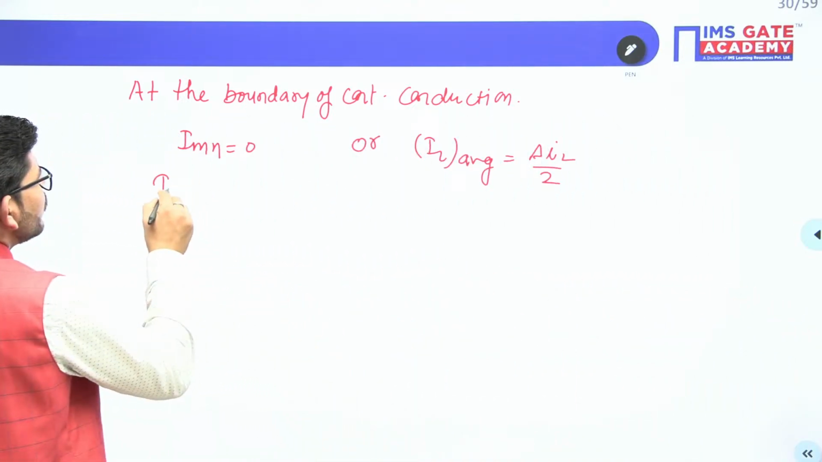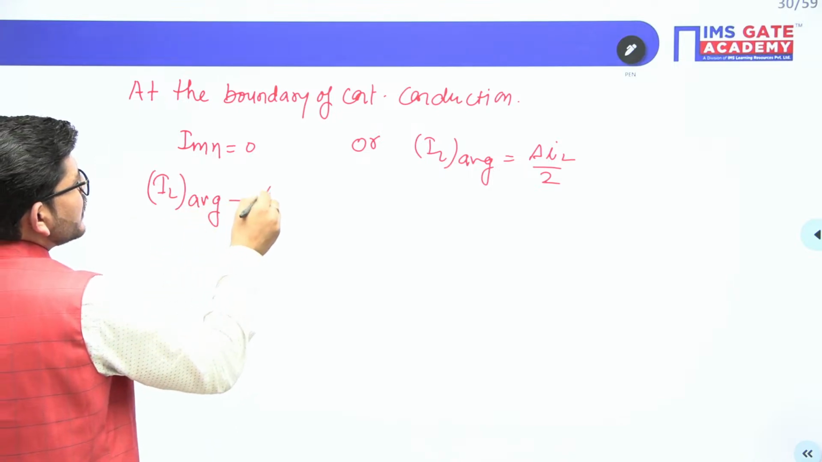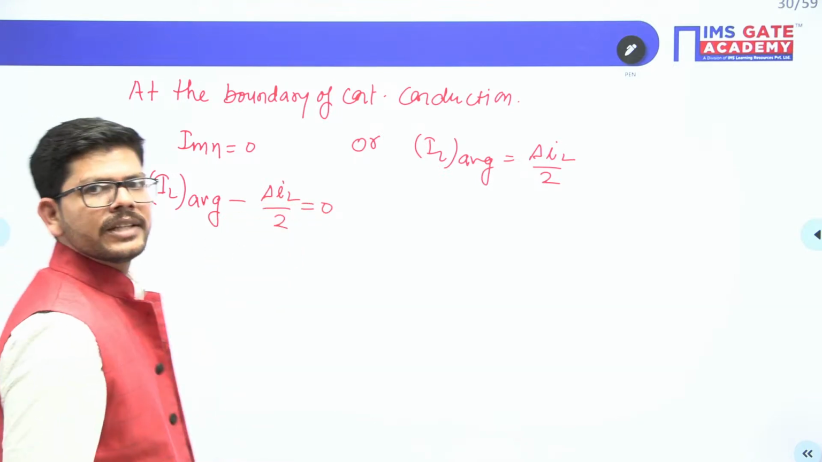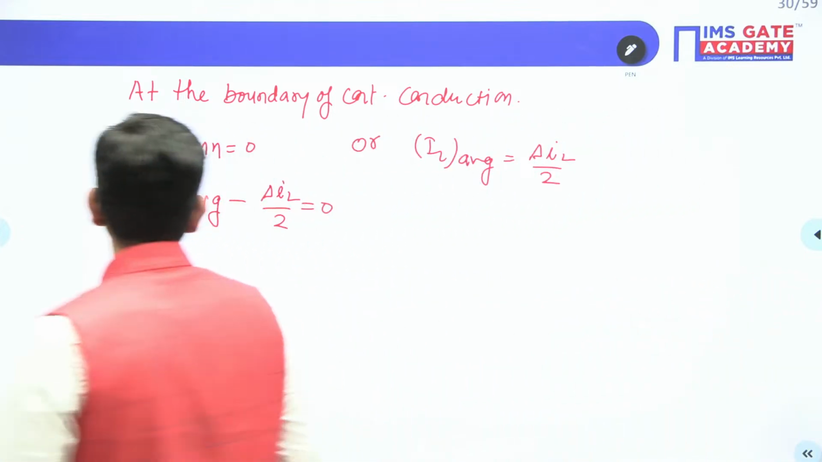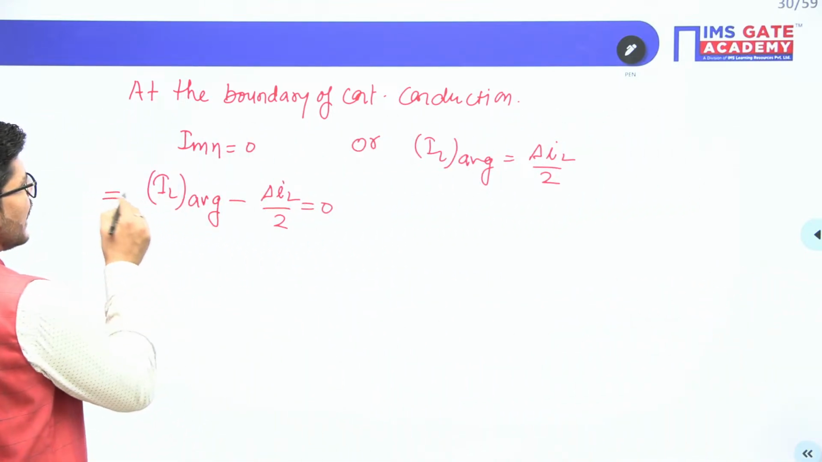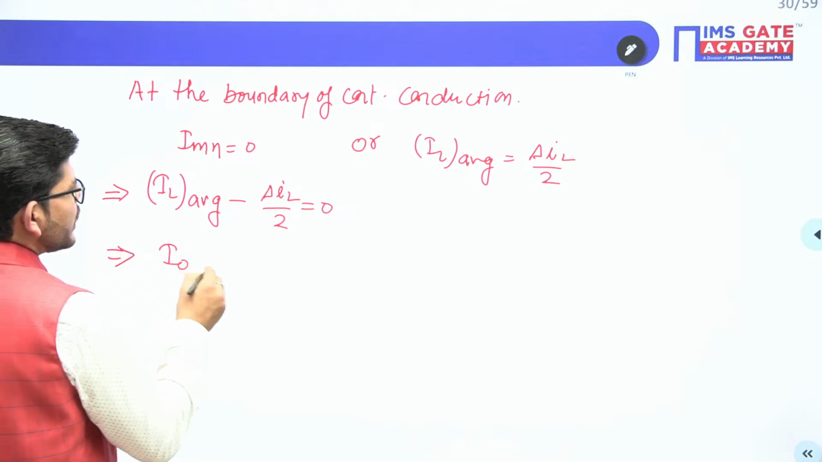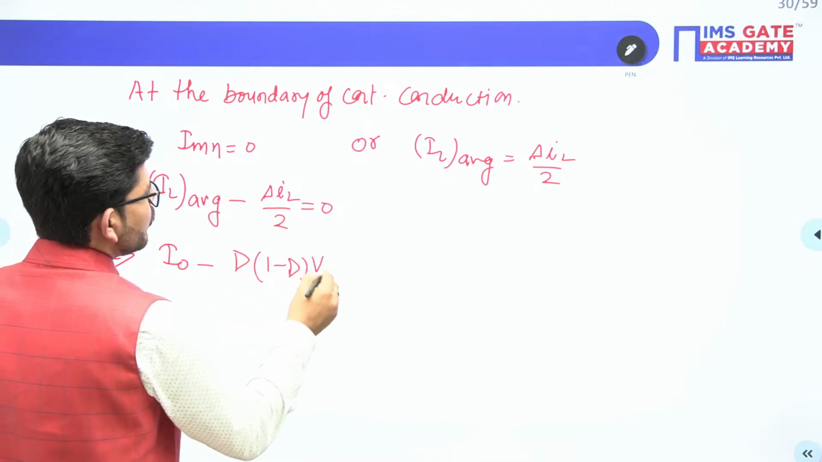How do you calculate I minimum? I minimum you will calculate when you subtract del IL by 2 from IL average. This is common sense that we have to use from looking into the waveform, isn't it? Now what are the different values? When it comes to IL average, what is the value of IL average? IL average is I naught here. What is del IL? (1 minus D) Vs over fL.